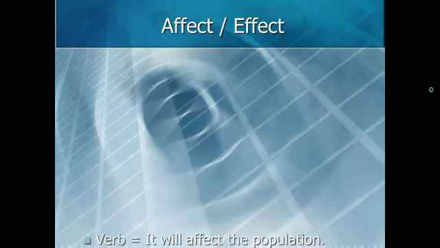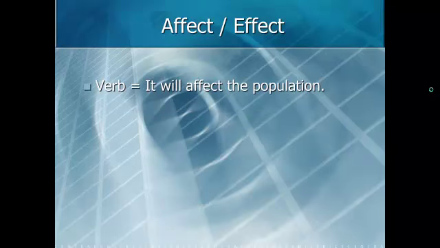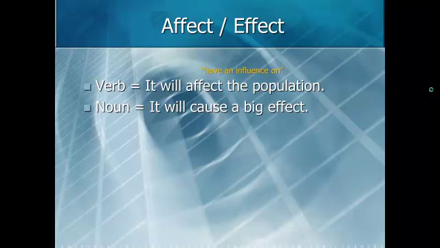Let's take a look at a couple of sentences. As a verb, it will affect the population. That's a verb because it means have an influence on. There's the word influence. We would use affect. As a noun, it will cause a big effect. That, of course, is a result. That's a noun.